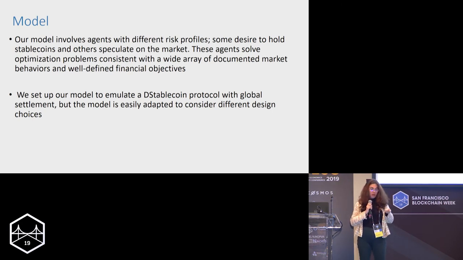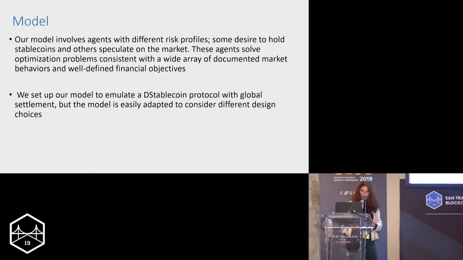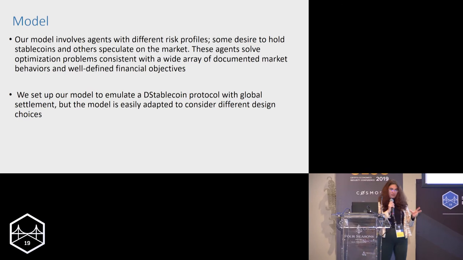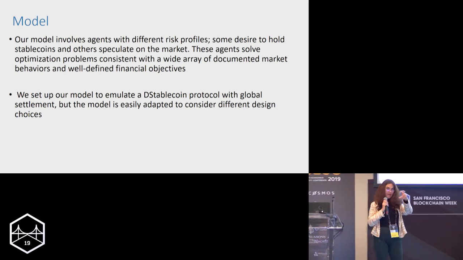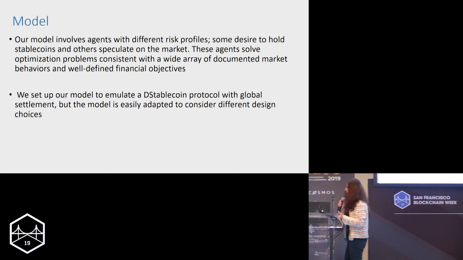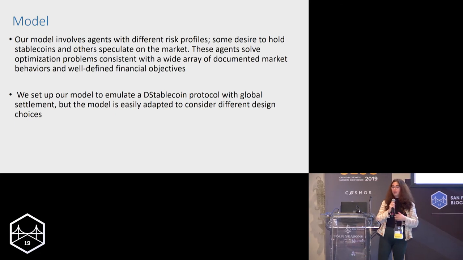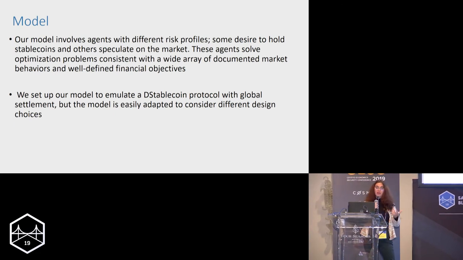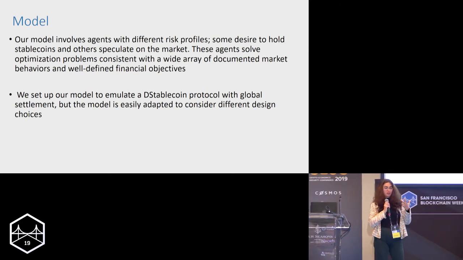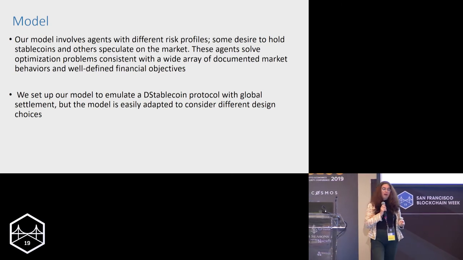So the model that we're looking into is a model with two types of agents, the stablecoin holders and the speculators, and they have different risk profiles, right? So the speculators want to make this so-called arbitrage, and they are interested in maximizing their profit over time. Whereas the other ones, the stablecoin holders, are agents who are motivated by holding an asset that they deem as stable, and stable for as long as possible.